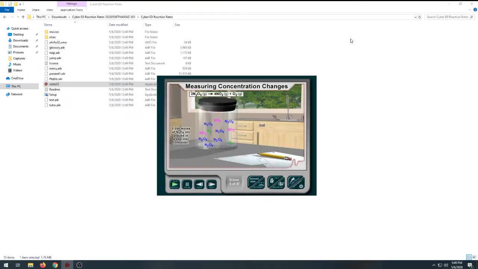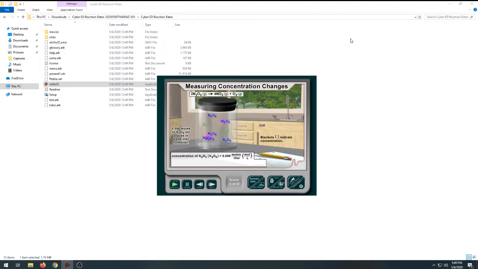For example, suppose that 0.050 moles of the reactant are placed in a previously empty 1-liter container. The initial concentration of dinitrogen pentoxide is 0.050 moles per liter. Square brackets around a chemical formula indicate concentration.